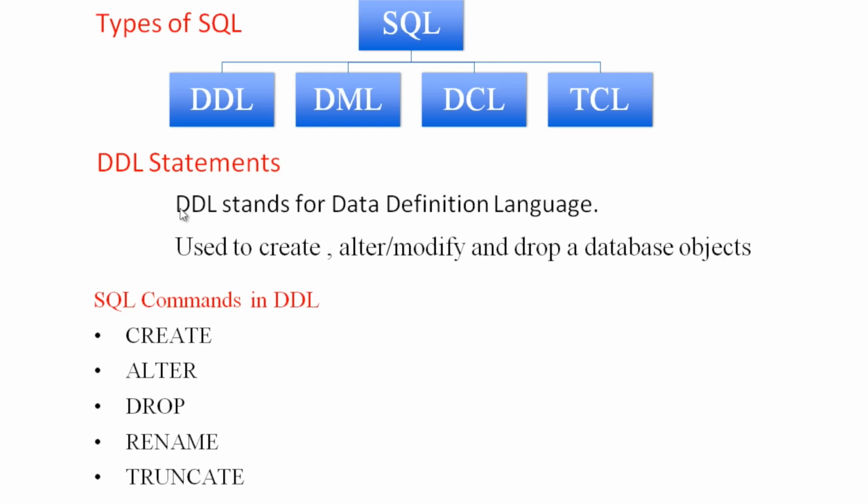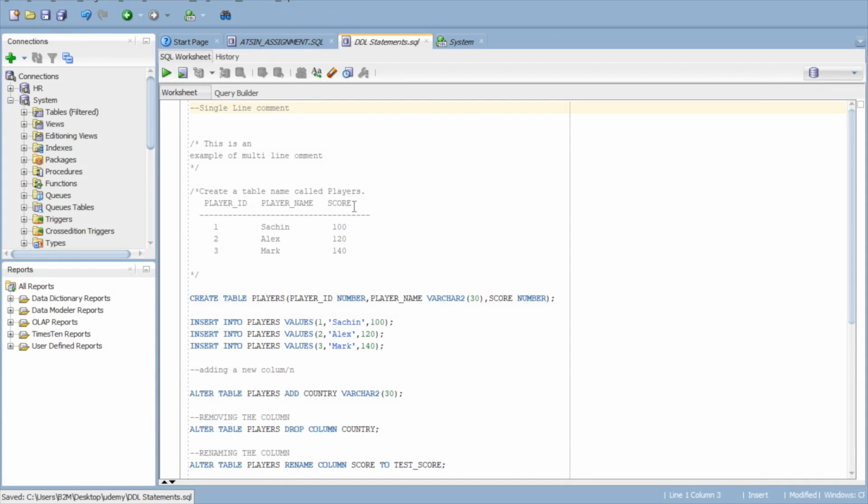Now some SQL commands come under this DDL category. For example, create, alter, drop, rename and truncate. These 5 commands come under this DDL category. So in this section, we're going to see in depth about these 5 commands. So let's create a table now in SQL Developer. So in SQL Developer, now we're going to see about DDL statement.